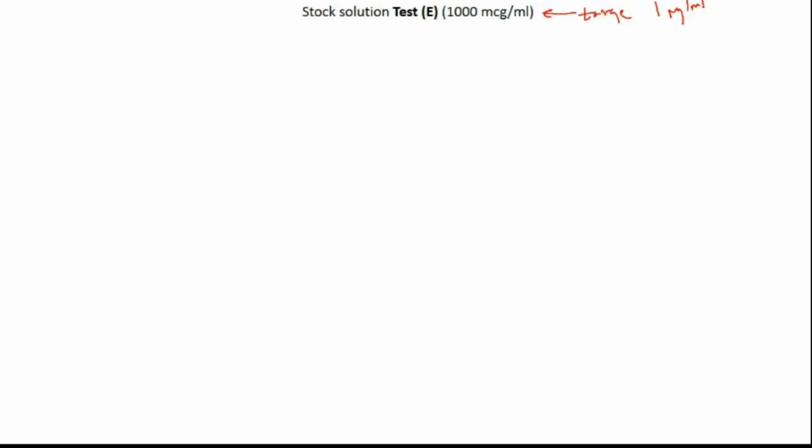Let us see how we can dilute. From this stock solution of test E, we will pipette out 1 ml and dilute it to 10 ml with 0.1 normal HCl, solution F. One step. So this is 10 times dilution. Any guesses what will be the concentration of solution F? Mohammed is telling 100 microgram per ml. Excellent. So 1000 microgram per ml solution diluted 10 times, you get a 100 microgram per ml solution.